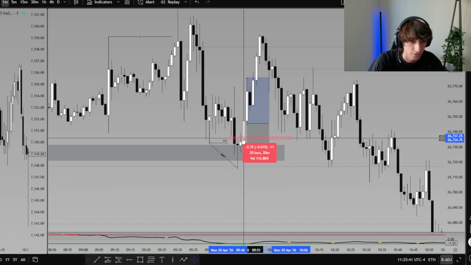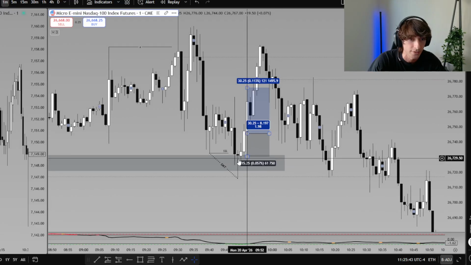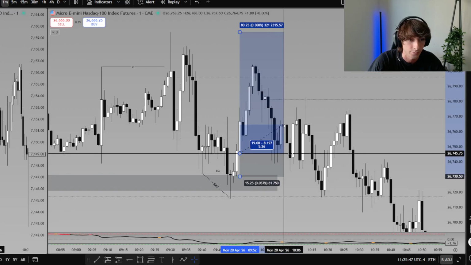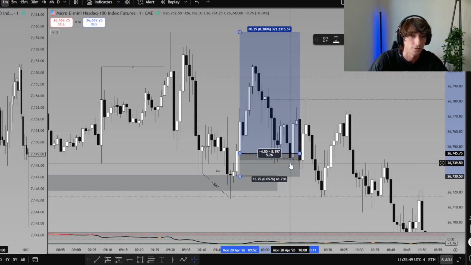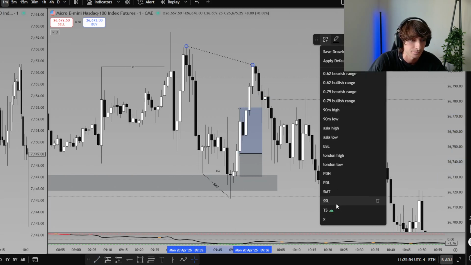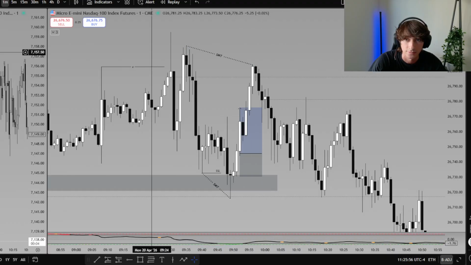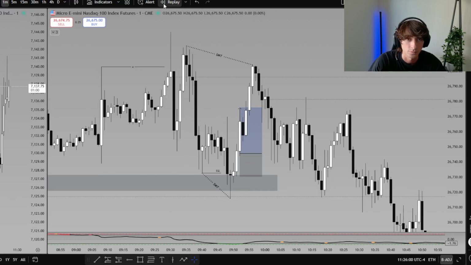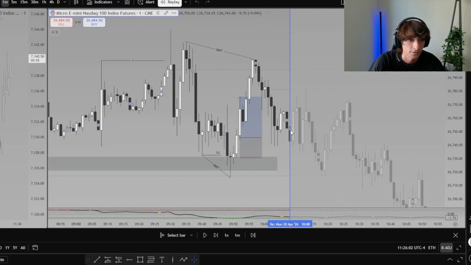The sell side imbalance right here gets closed above, disrespected. I then catch my long here. Originally, I was targeting all the way up here for these highs right here. That would have been 80 points instead of 15. But once I saw we had this SMT get put in, let me just go into replay mode. This will be a lot easier.